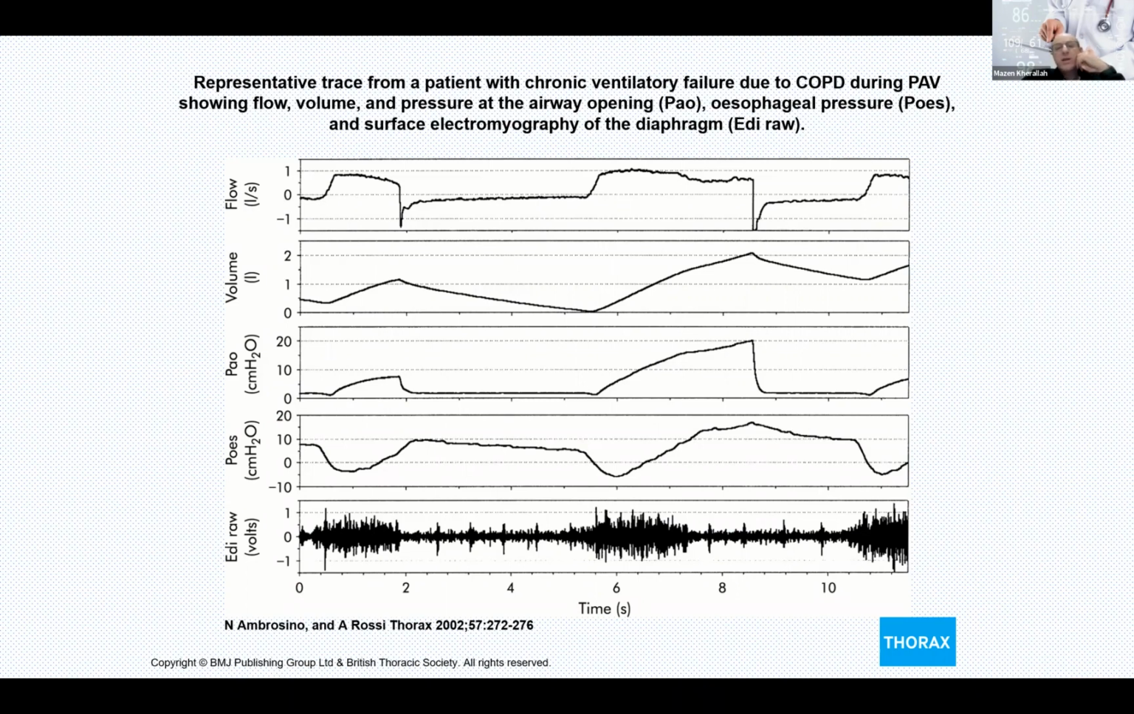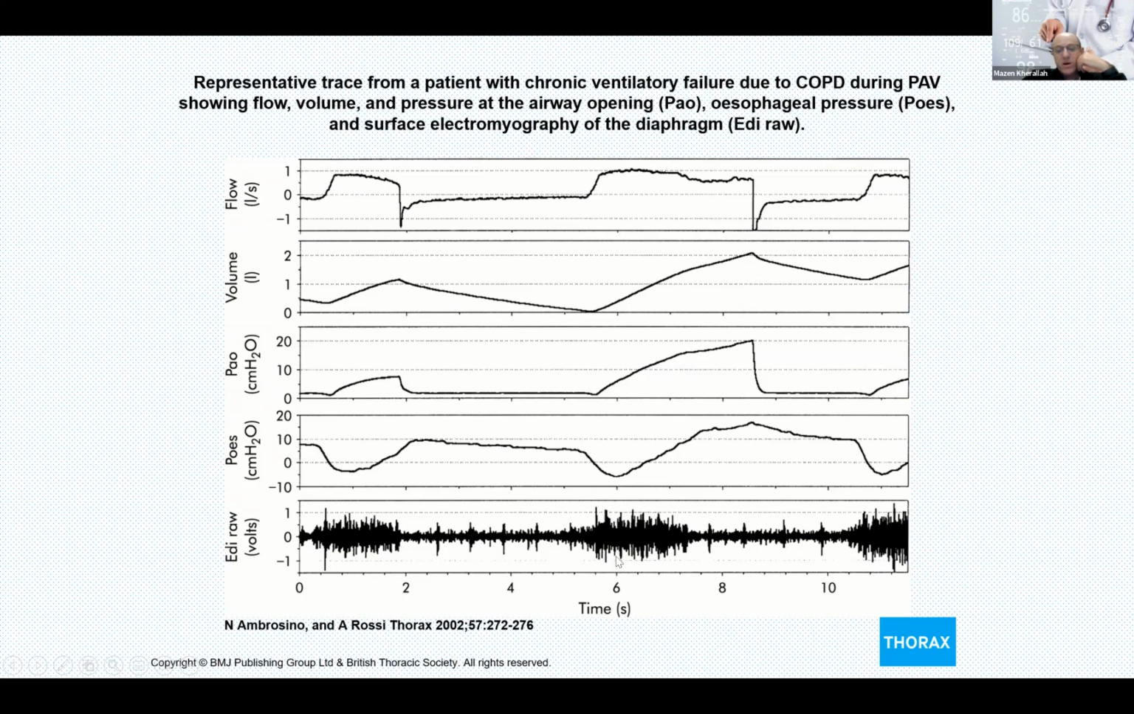And this phenomenon is the runaway phenomenon. So what you see here, the electric activity of the diaphragm. So this is start of the activity. This is end of the activity. As you see, correlates very nicely with the pressure given by the machine. This is variable pressure, as you see, goes up gradually.